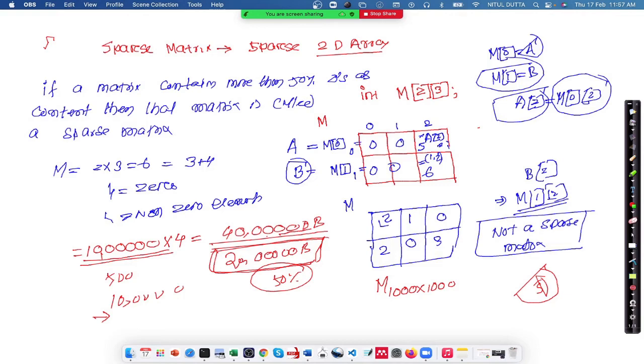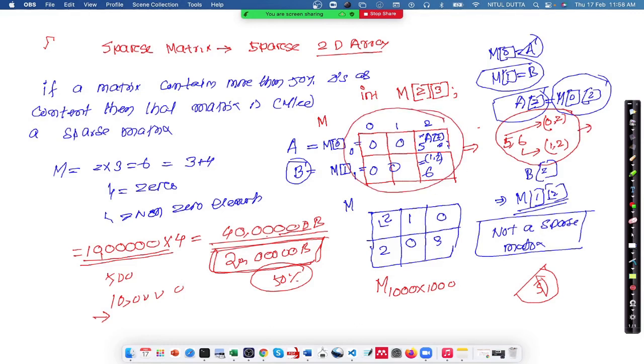In this case, I need to store only 5 and 6. But while storing, I should keep track that the location of 5 is 0, 2, and the location of 6 is 1, 2. And this is a compact form representation. However, when we give the information to the end user, it should come out exactly as this matrix.